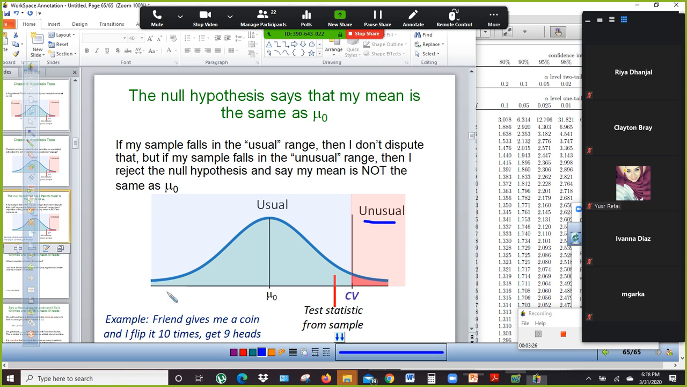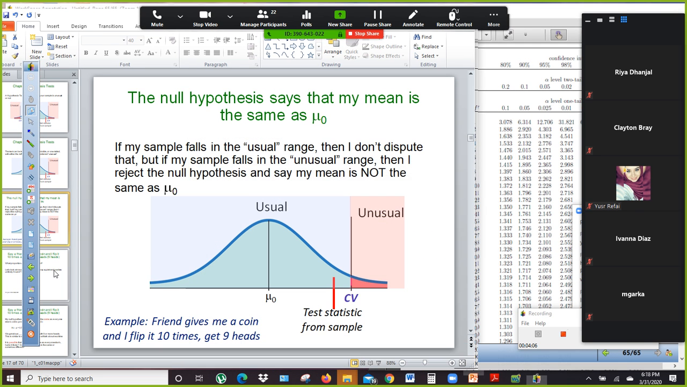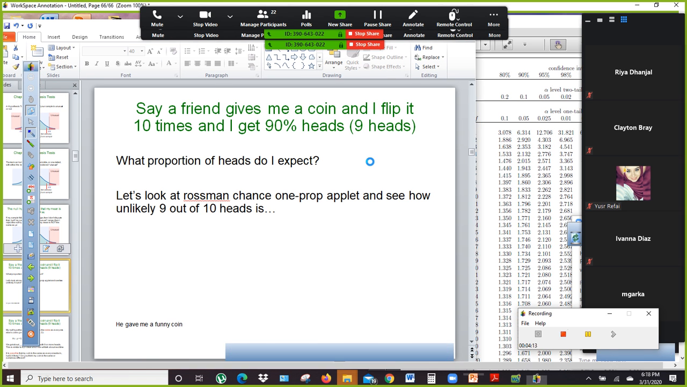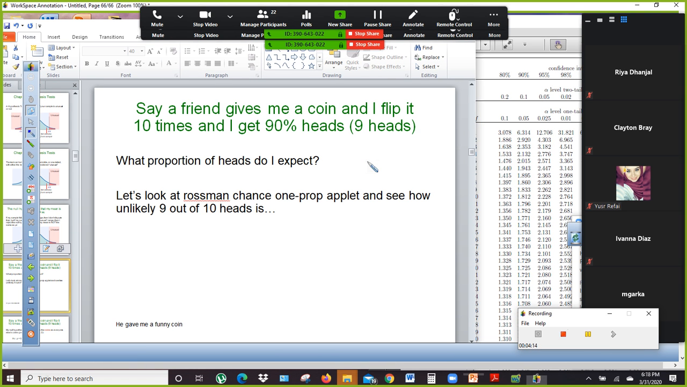Here's another example. Say my friend gives me a coin, and I flip it 10 times, and I get 9 heads. First of all, if I flip a coin 10 times, what proportion of heads do I expect to get in general? What proportion of heads do you expect to get when you flip coins? Anyone? Yep, 50%. That's what we expect.